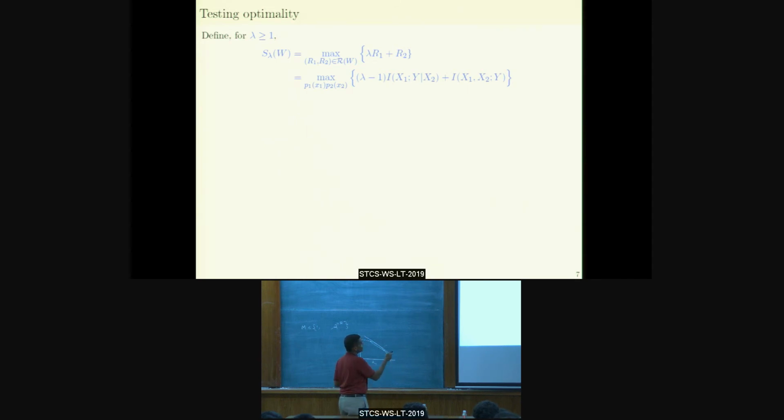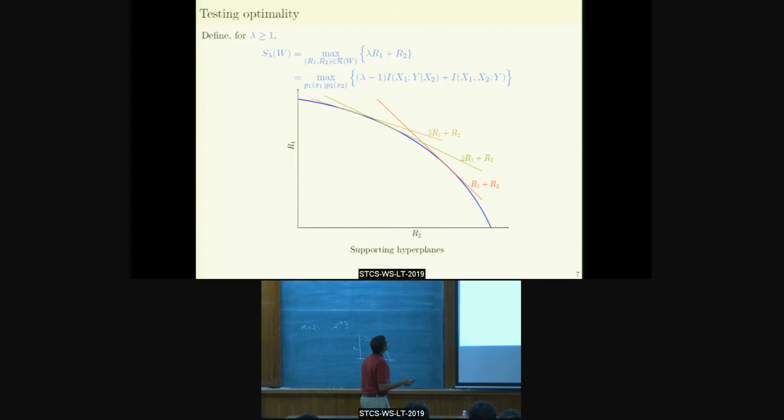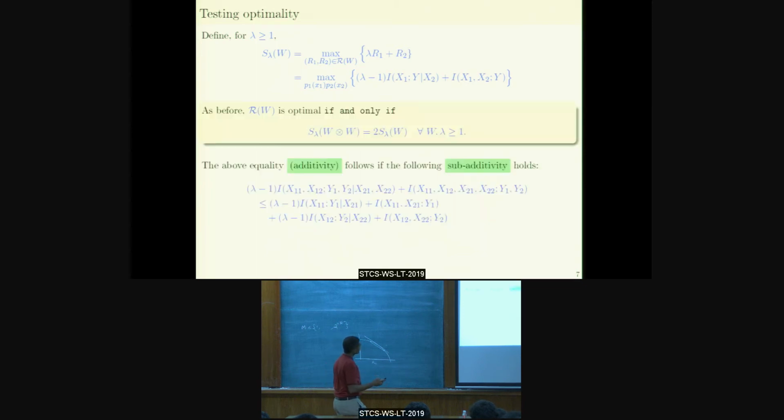Now you have a number for every lambda, and for symmetry I just need to consider lambda bigger than 1. I want to compute the maximum over R1, R2 of lambda R1 plus R2. So I get the following expression: the maximum over all independent input distributions of the following form. This is again the picture: you use supporting hyperplanes and compute the region using them.